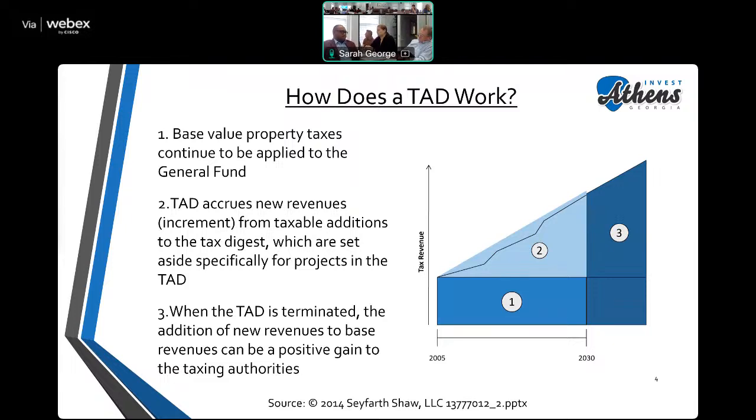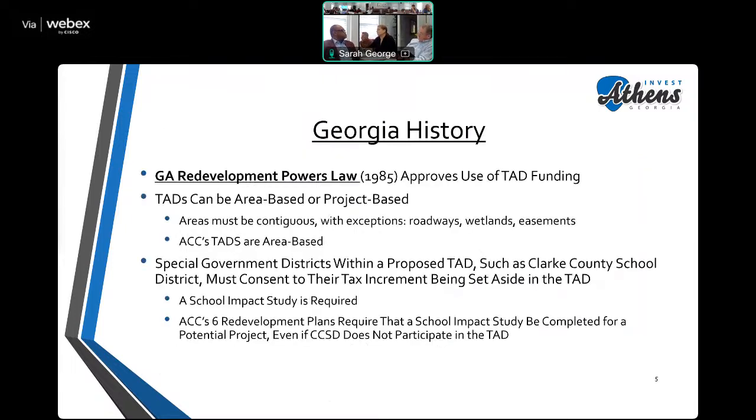So, the next slide, it came to Georgia in 1985. That was the Georgia Redevelopment Powers Law, and that approved use of tax allocation districts. In the rest of the country, we can formulate them in one of two ways. There's project specific, and we had a project in mind, but really everything that we're doing here in Athens-Clarke County is area specific.